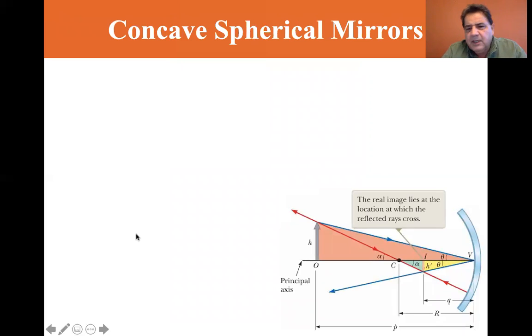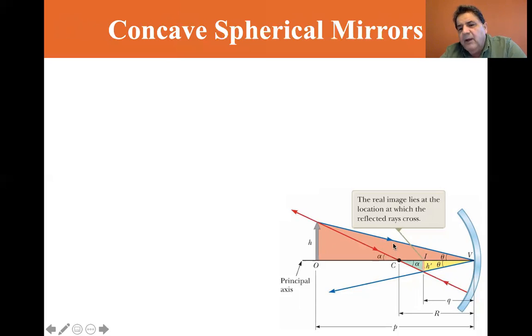Now, so here's a concave mirror. Here's how we construct the image. You can see this is the object. It's an arrow, h. It's a gray arrow, h. And this is the image, h prime. It's inverted, and it's smaller. And as you move this object this way, this image will move this way up to a point.